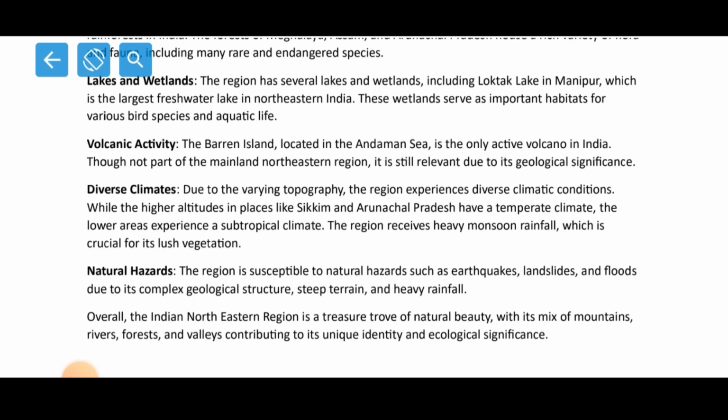Though not part of the mainland northeastern region, it is still relevant due to its geological significance. See, when we are talking about the Andaman Sea, we do not refer to northeastern states, but the topic we are dealing with today is northeastern states, right? But still, why we are discussing Barren Island is because it also adds to the significance of geology. All right, so it is also geologically significant or important.